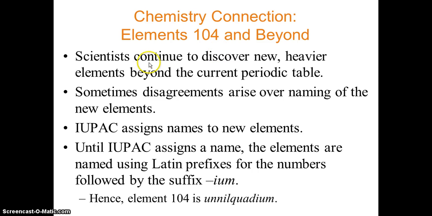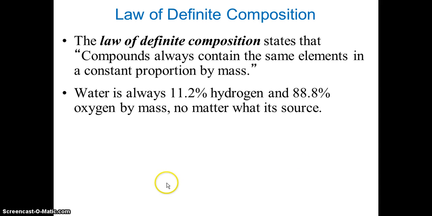Scientists continue to discover new, heavier elements beyond the current periodic table. Sometimes disagreement arises over naming new elements, so IUPAC assigns names to new elements. Until IUPAC assigns a name, elements are named using Latin prefixes for the numbers followed by the suffix -ium. You can see element 104 is unnilquadium. We'll talk about the law of definite composition in the next slide.